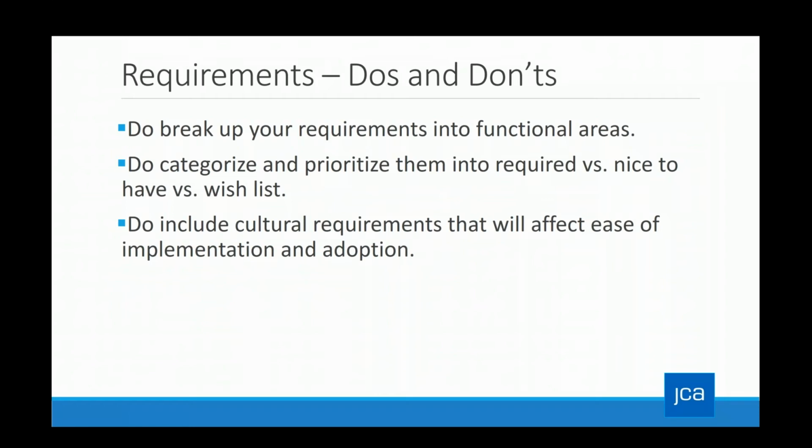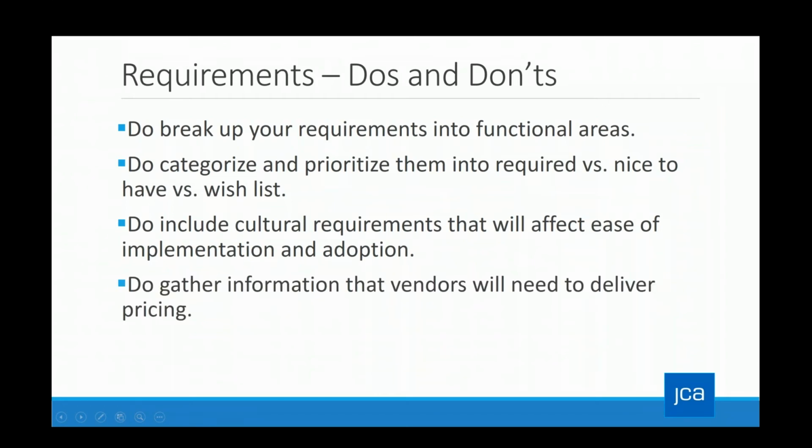And remember that vendors have different ways of assigning costs. So do gather information including the numbers of named or concurrent users, the numbers of records in your database today, and your expected growth in terms of record count, because some applications are priced based on record count and some are priced on your user community.